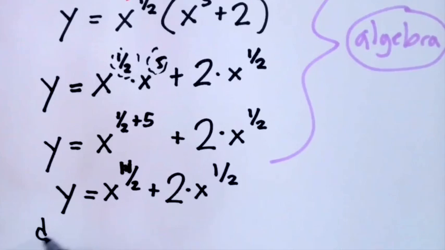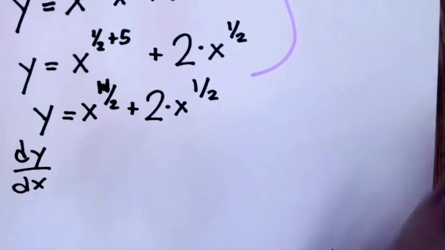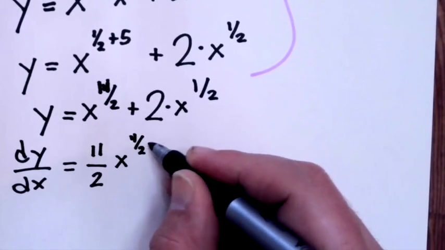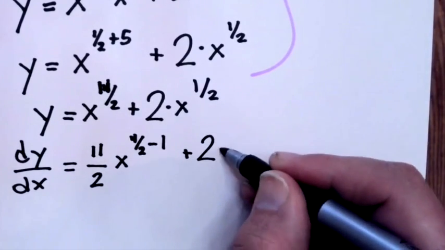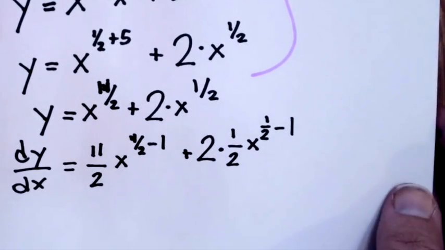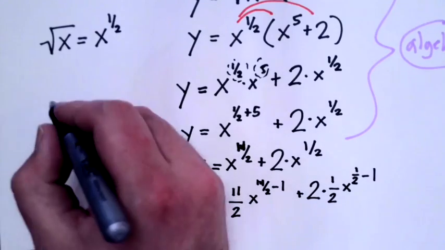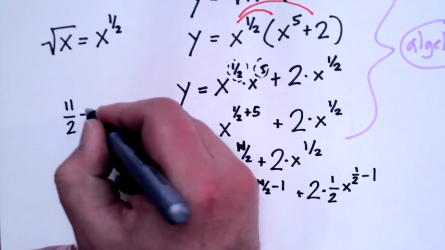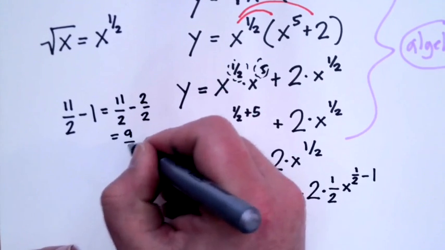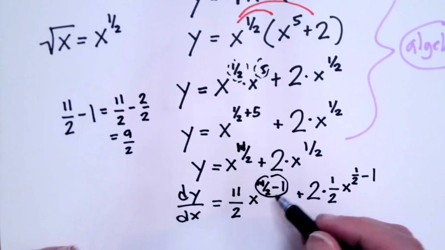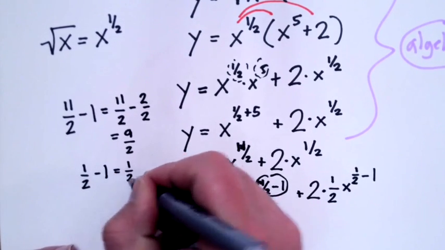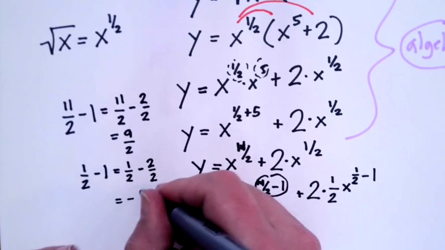Now, if I want to find dy/dx, I can just apply the basic power rule. This will be 11/2 x to the 11/2 minus 1, plus 2 times 1/2 x to the 1/2 minus 1. And now it's worth simplifying this just a little bit. I can do 11/2 minus 1. That will be equal to 11/2 minus 2 over 2, which will be 9/2. And so I can rewrite this as 9/2. Similarly, 1/2 minus 1 will be 1/2 minus 2 over 2, which will be negative 1/2.